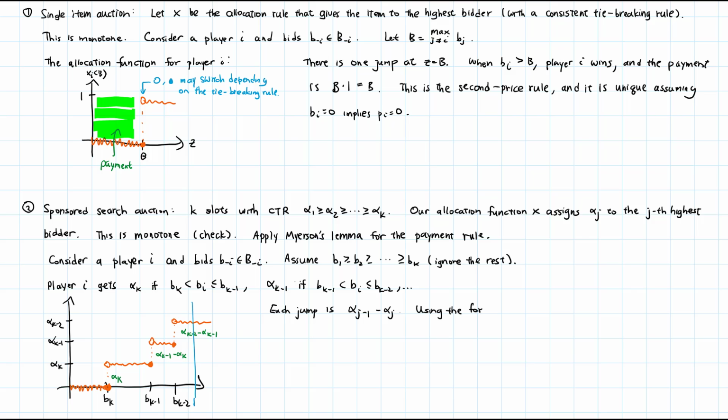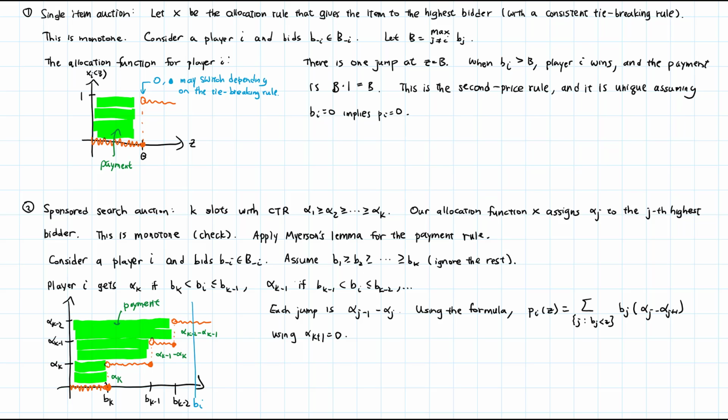So using the formula, the payment for player i if they bid z is the sum over all the jumps before their bid, the jump location b_j times the height of the jump, alpha_j minus alpha_(j+1). We will assume that alpha_(k+1) is 0. And this payment is represented by this green area here. And this is the unique DSIC payment rule.